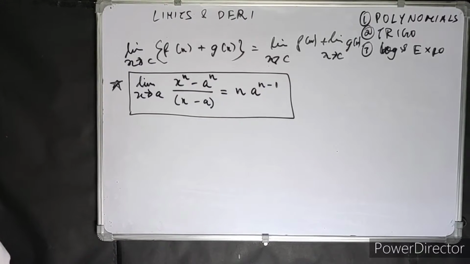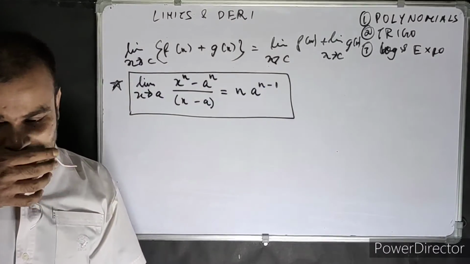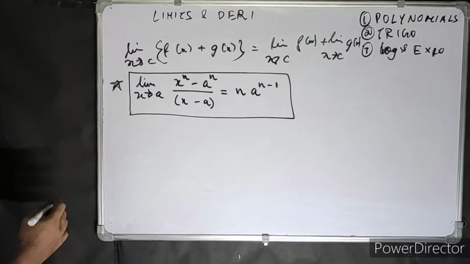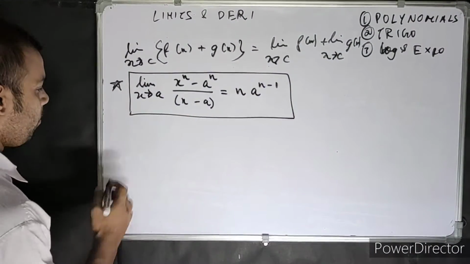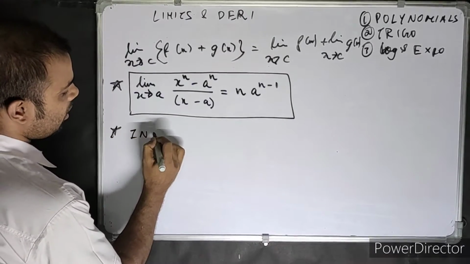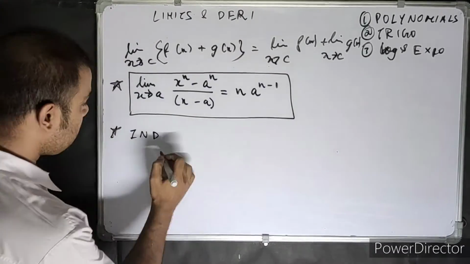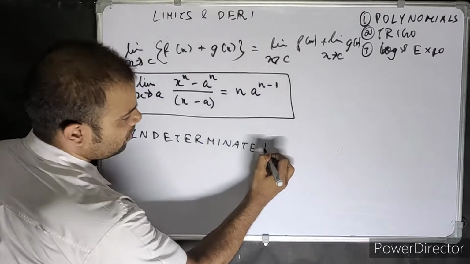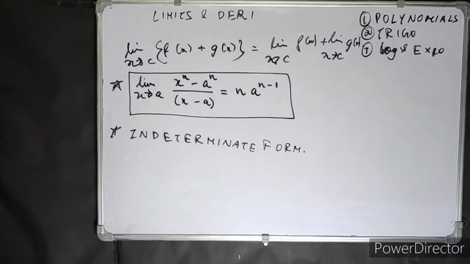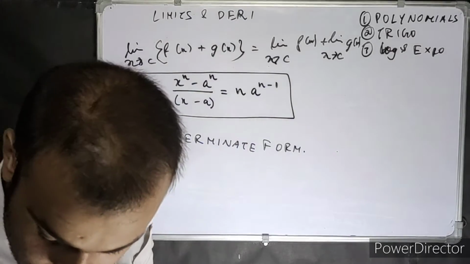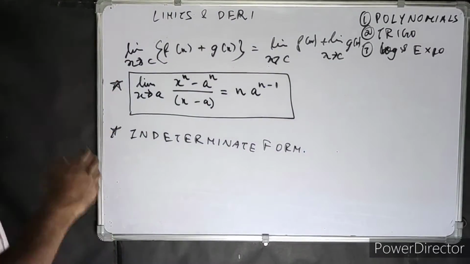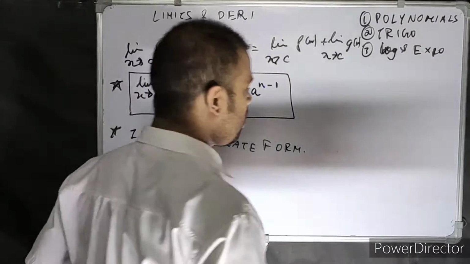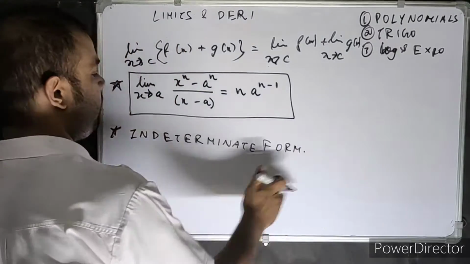But before I start with the questions I want to tell you there is a type of form that is the indeterminate form. Just write it with a star. Indeterminate means you cannot determine the value, you cannot find the value. Then you have to do a few things, but that's not in class 11. I just want to tell you how an indeterminate form will look.